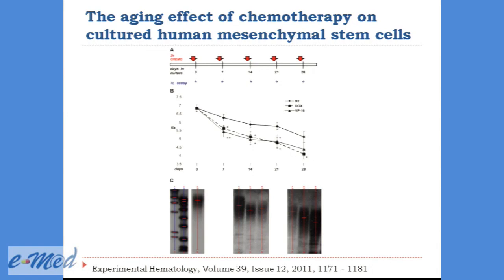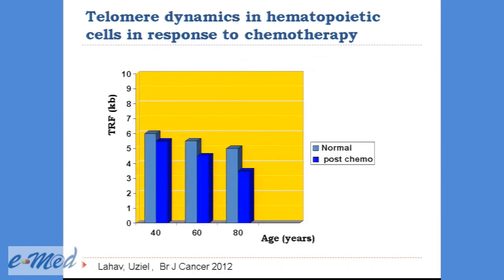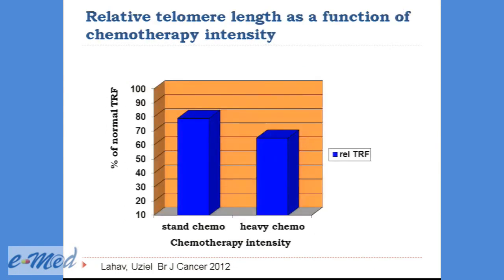We know from multiple studies, many of them originating from our laboratory, that chemotherapy causes telomere shortening in the body. You can see, for example, for every age, 40, 60, 80, that the telomeres of these patients are much, much shorter than of the normal population. And the degree of shortening is relative to the intensity of chemotherapy.